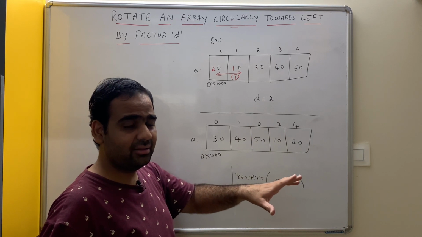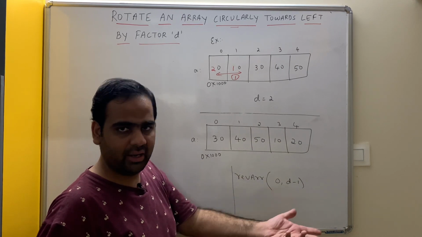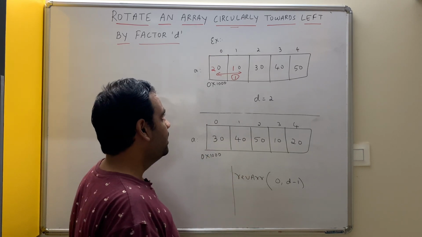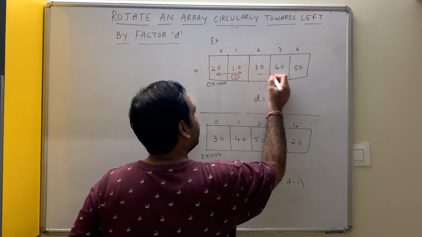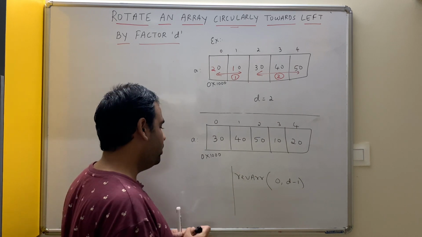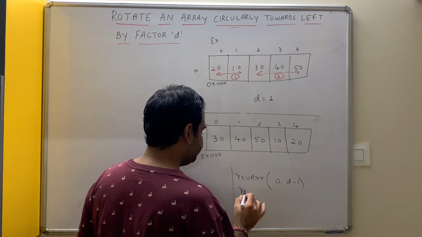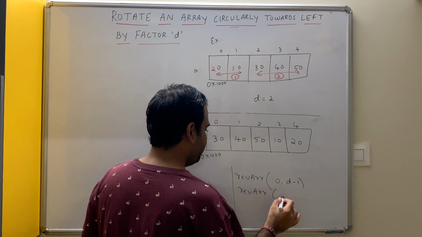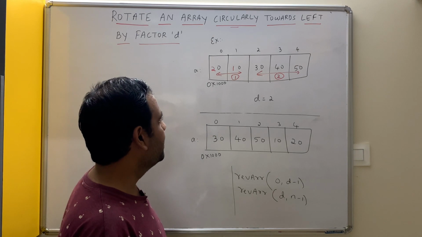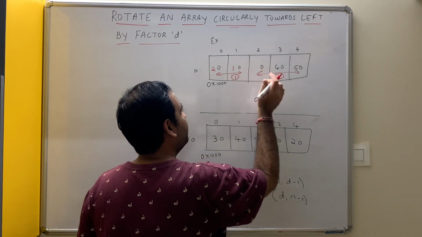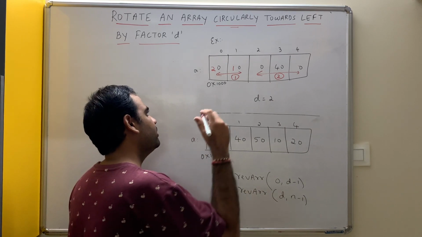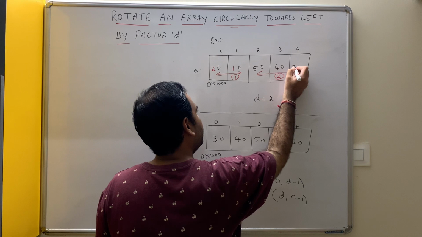You can get to the next step as reverse the complete array. But wait, what about this 30, 40 and 50? Now, I reverse this array from index 2 to index 4. I say reverse array from index d to n minus 1. n is 5, 5 minus 1 is 4 and d is 2. What will happen? 50 will come here and 30 will go over there. 40 remains at that place because it is already in the rotated position.